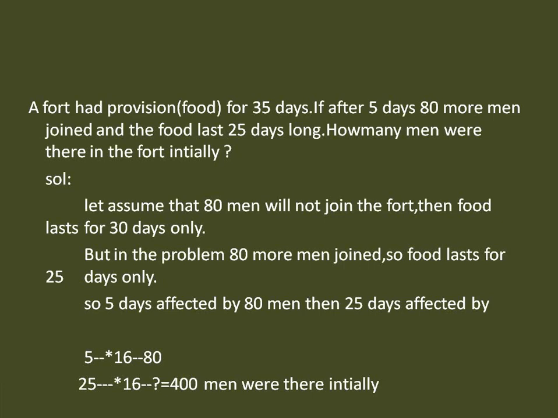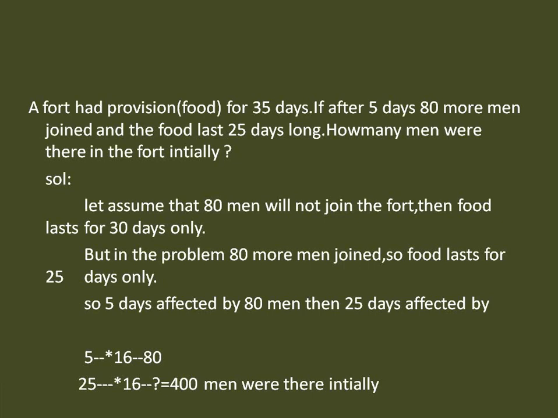You see my writing here. Let us assume that 80 men will not join the fort. The food lasts 30 days only. How 30 days? Already 5 days have completed. So 35 minus 5, that is 30. But in the problem, 80 more men have joined. The food lasts 25 days only. So 5 days affected by 80 men, then 25 days affected by?